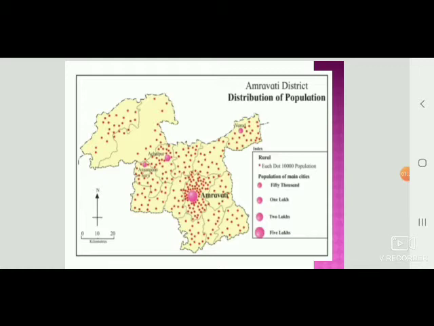On the screen, we have the map of Amravati. Each dot represents 10,000 population. As shown in your index, you have 50,000 population, and as the dots keep on increasing, we have 1 lakh population, 2 lakh population, and lastly 5 lakh population.